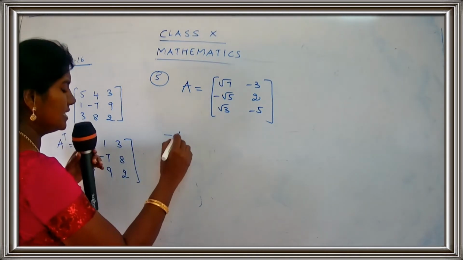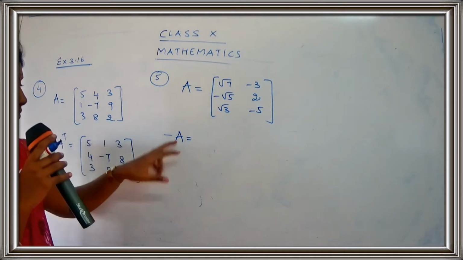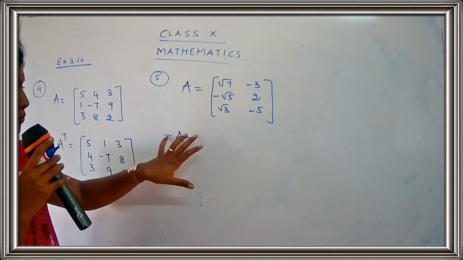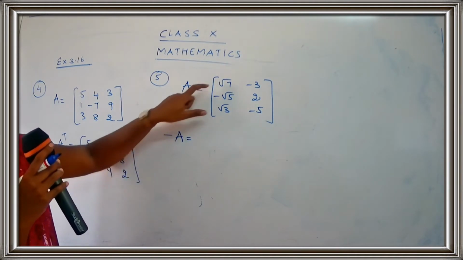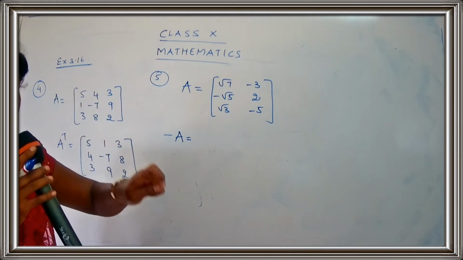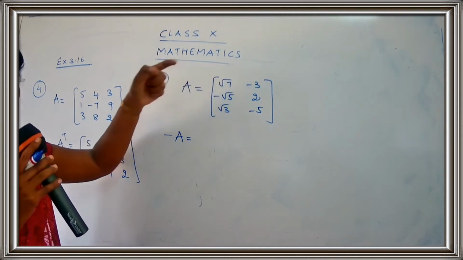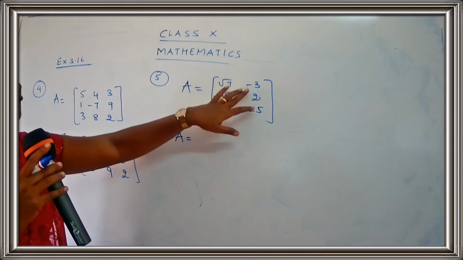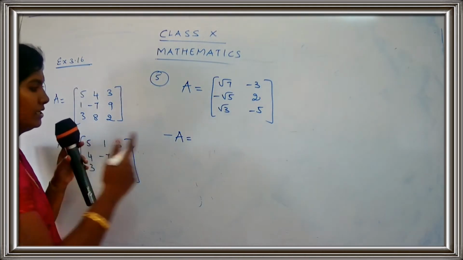This is very easy. What do you mean by minus A? Minus A means you have to change the sign of the elements of the matrix A. See here. So this is matrix A and this is minus A. That means you have to change all the elements' sign. You are not going to change the elements, you are going to change only the sign of the elements. So if you have a positive element, you have to change it as negative. And if you have a negative element, you have to change it as positive. That's all. Okay, children? Shall we do the changes?